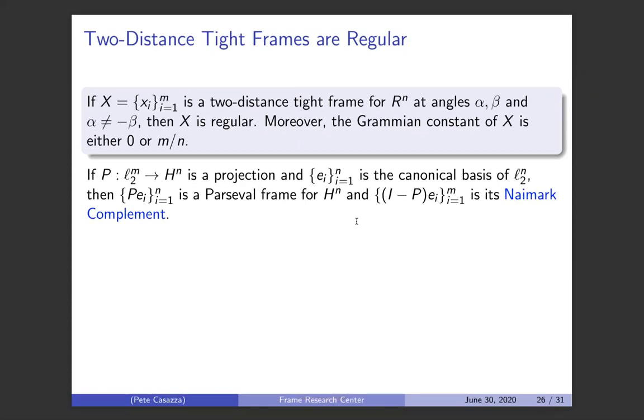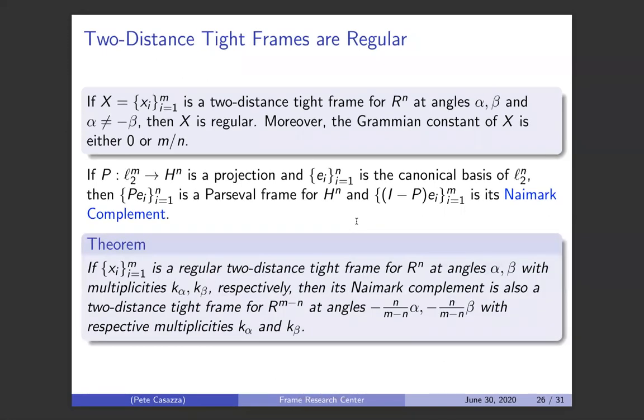So if we let P from L2 to H^n be a projection from L2^m down to H^n, and e_i is the canonical basis of L2^m, P of e_i is always a Parseval frame, and we call I minus P of e_i its Naimark complement. And this was somewhat surprising to me when we found it.